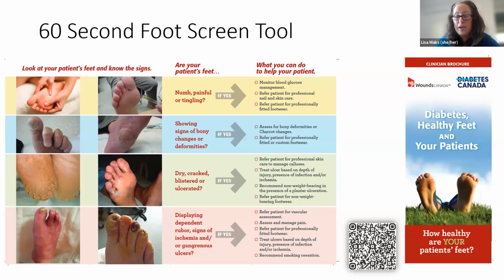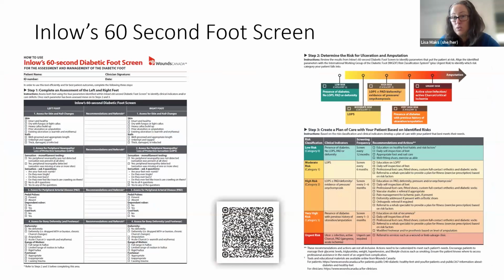There's a QR code on the page here where it guides you through how you can talk to a person about their feet and assess, and gives you some suggestions. And if we go deeper into the INLOES 60-second foot screen, there is a really great chart that gives you a checklist very quickly that you can walk through, ask the questions, or do the test. And then it gives you the ability to determine the risk for ulceration or amputation on the right side of the page here.